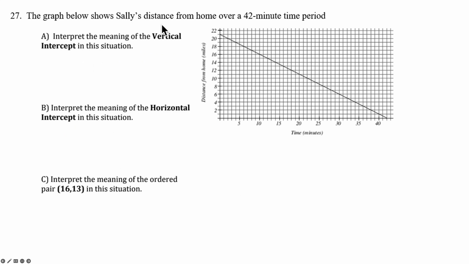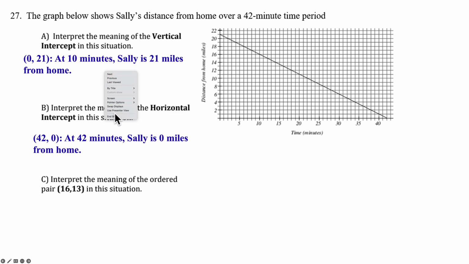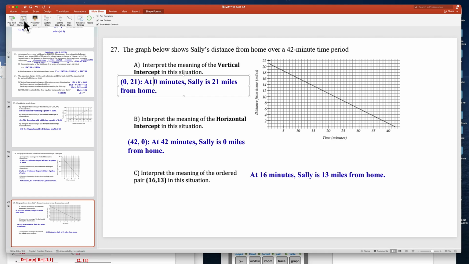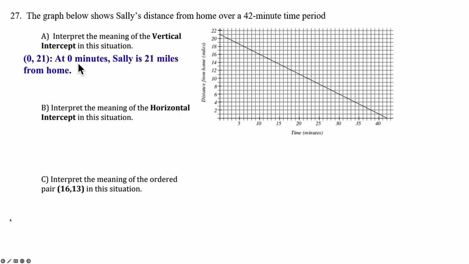27, the graph shows Sally's distance from home over a 42-minute time period. Vertical intercept is right here at 21, so 0, 21 means at, oops, that should say 0 minutes. So let me do a quick edit here. My fingers must have hit the 1 and the 0 at the same time. That was crazy. So at 0 minutes, Sally is 21 miles from home.